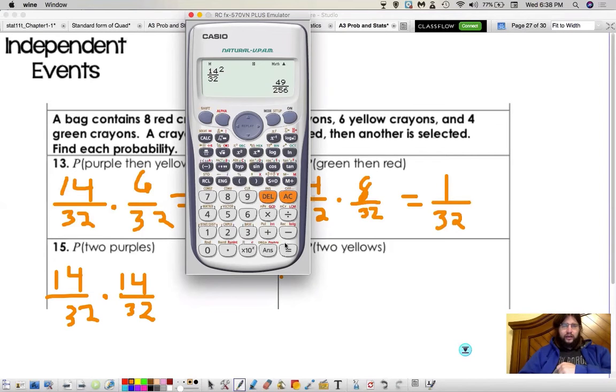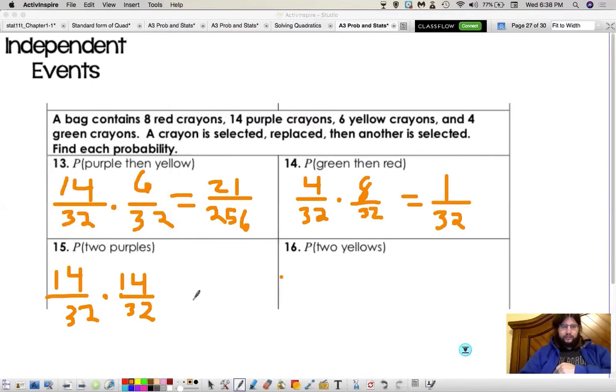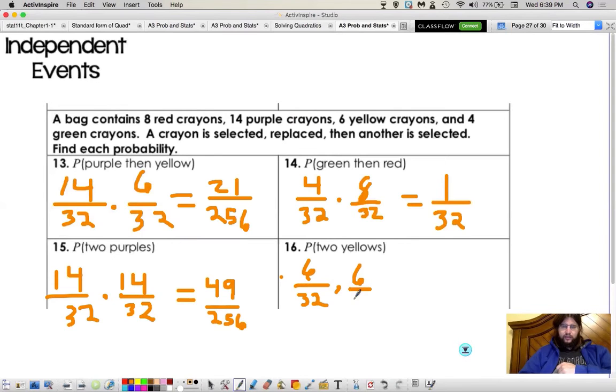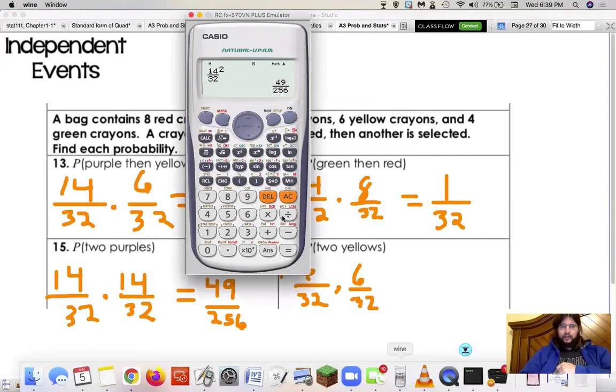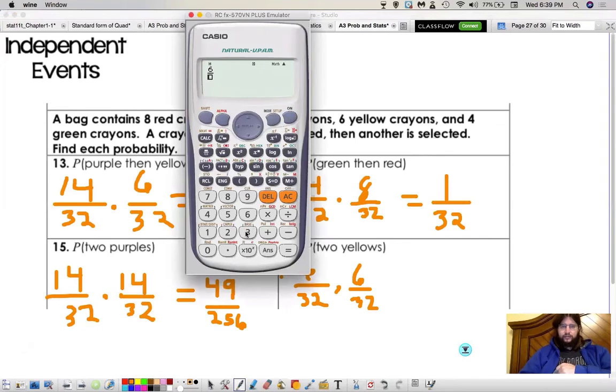That's 49 out of 256. Two yellows: 6 out of 32 times 6 out of 32. Well, that's 36 out of whatever the heck that is. Who cares? Just use your calculator. Nine out of 256.